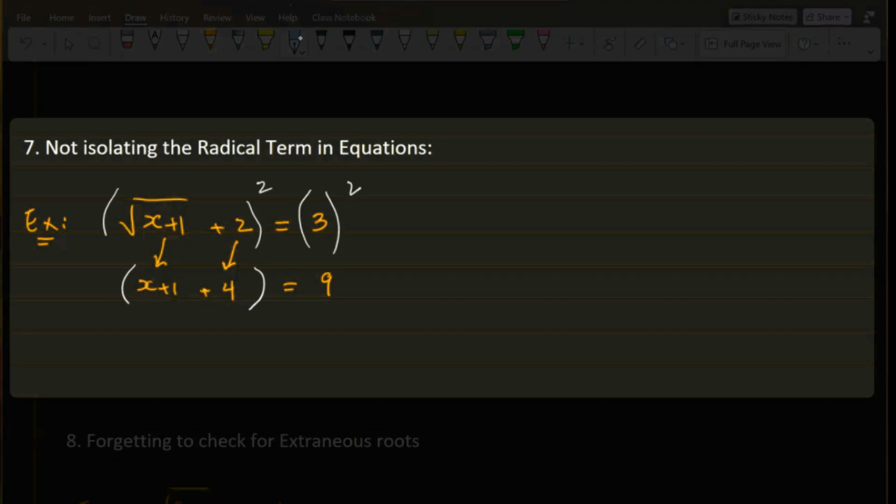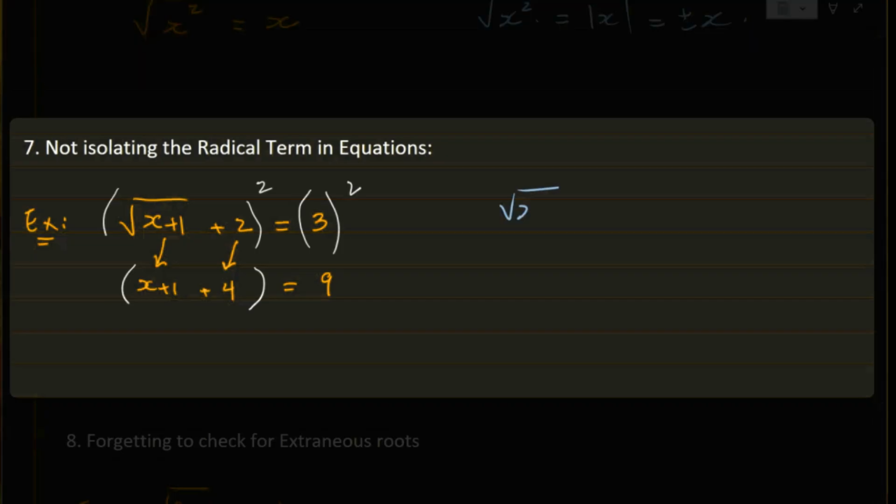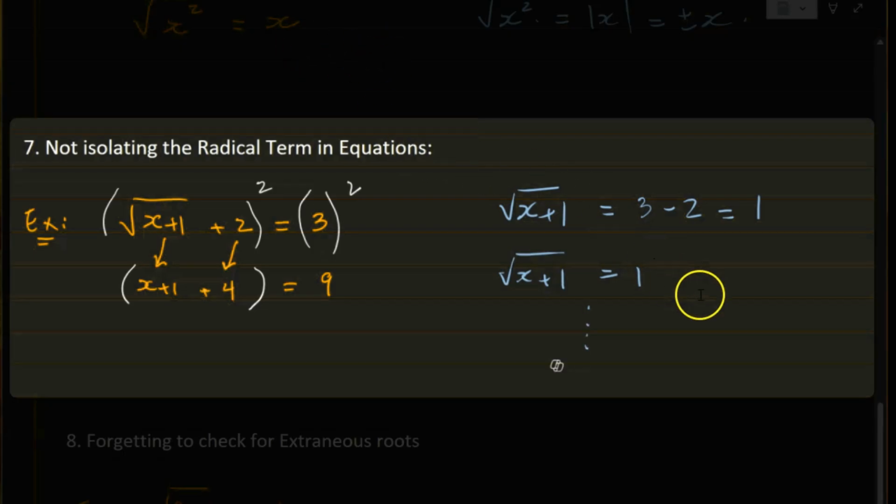This is what you would do. You would just say the square root of x plus 1 equals, you subtract 2 from both sides, that would be 3 minus 2, which is equal to 1. You get the square root of x plus 1 equal to 1, and then you're going to follow all the song and dance of solving a radical equation. Look at this. The square root is being isolated and on its own, and then you solve it.